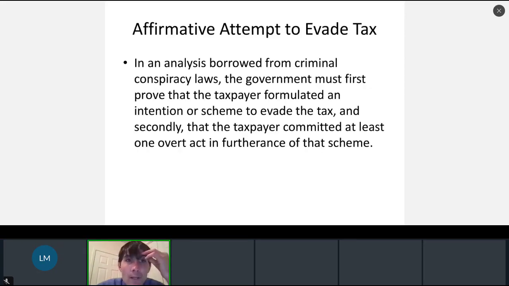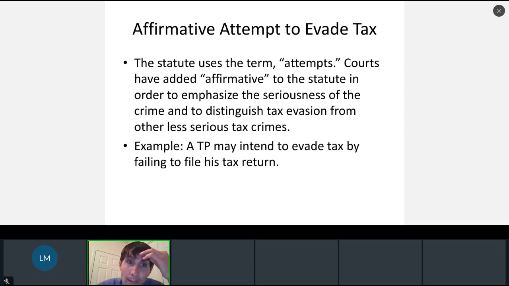And now we turn to the affirmative attempt to evade tax. In an analysis borrowed from criminal conspiracy laws, the government has to prove that the taxpayer formulated an intention or a scheme to evade the tax, and second, that the taxpayer committed at least one overt act in furtherance of that scheme. The statute uses the term attempts.